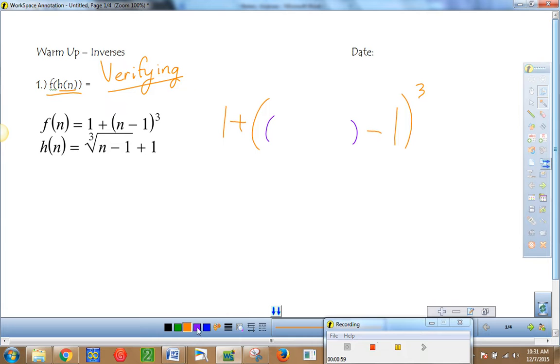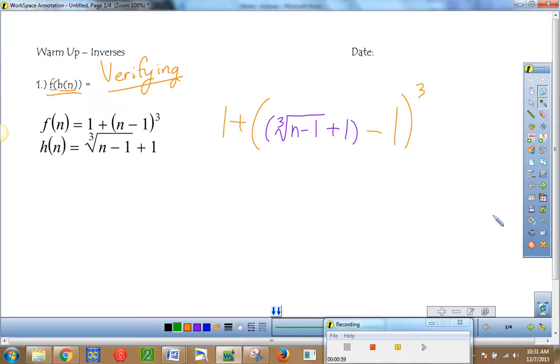Alright, and what is my inner shell? 3 over... Do you know how to read this? 3 over the cube root of... Right? That's how you undo cubing something. And then magic happens. Are you ready for this? Look what happens. This is straight magic. Check this out. What can you do?